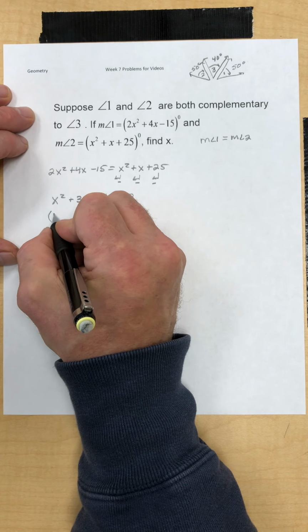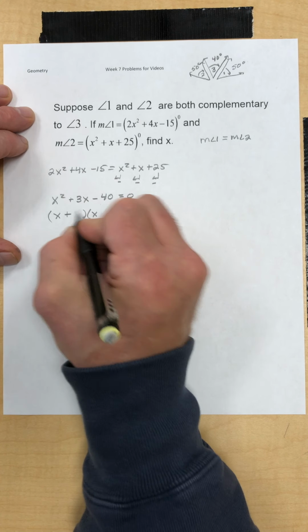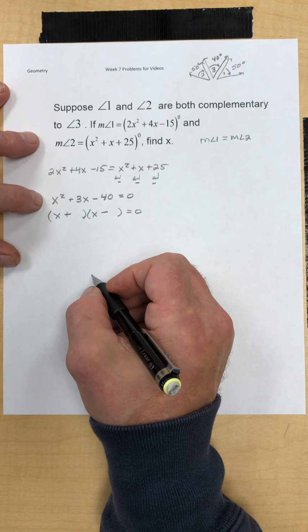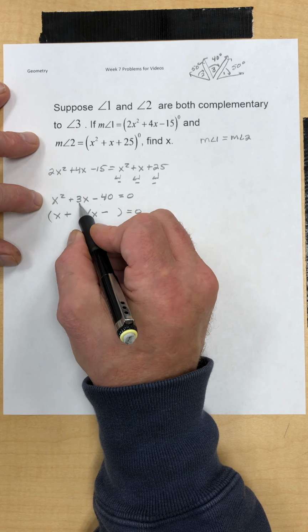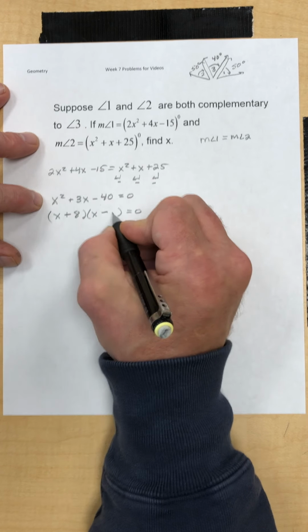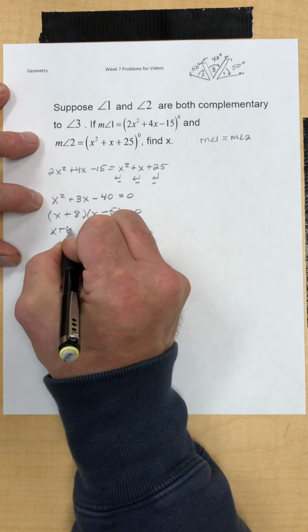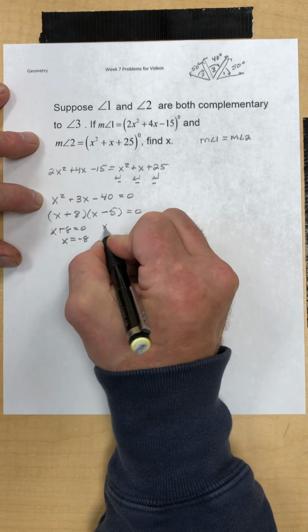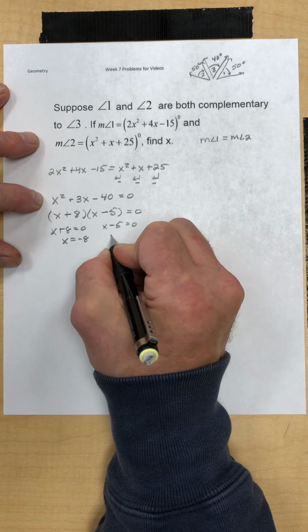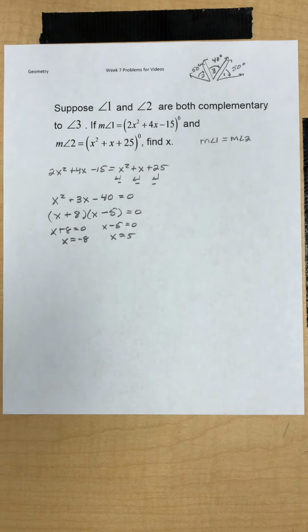The x squared splits up into x and x. The constant term is negative, so one of them is positive and one is negative. Since the leading coefficient is 1, what are the factors of negative 40 that add up to positive 3? That would be a positive 8 and a negative 5. So we set x plus 8 equals 0 and get x equals negative 8. We set x minus 5 equal to 0 and get x equals 5. So these are my possibilities. I've got to check them now and see if they work out.